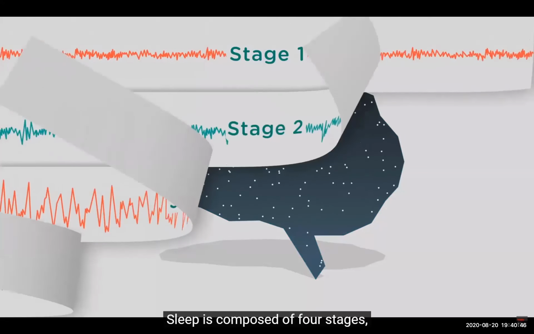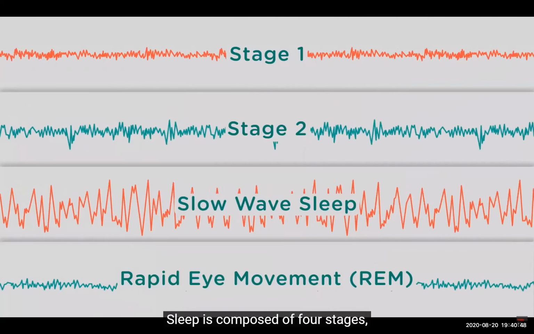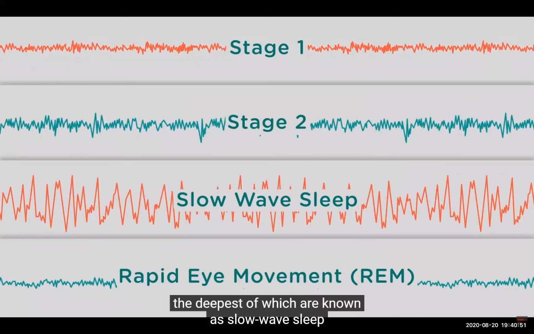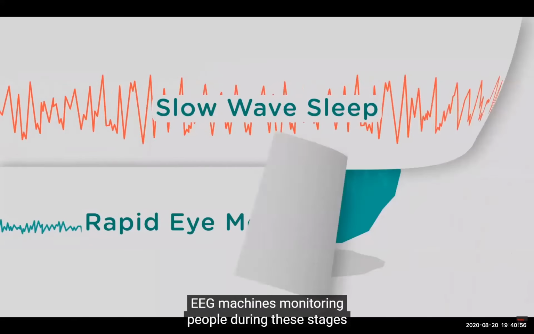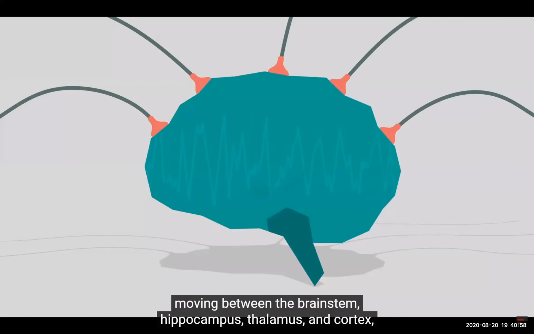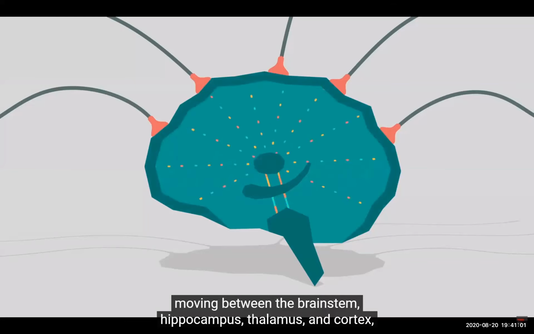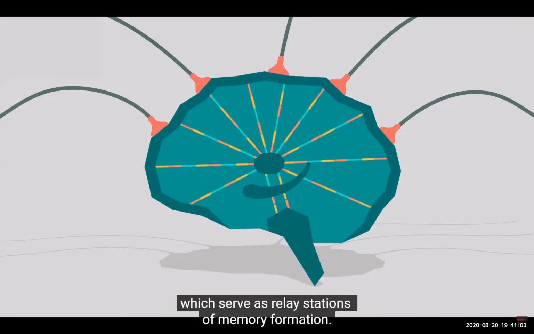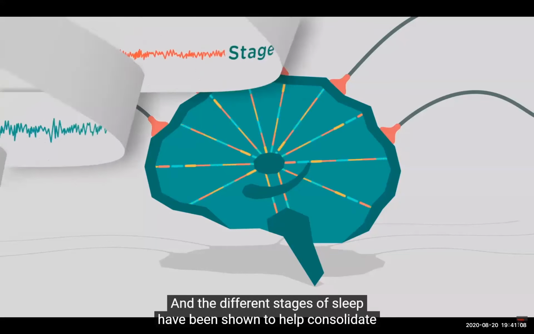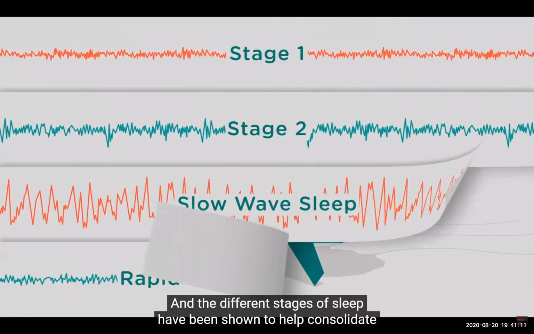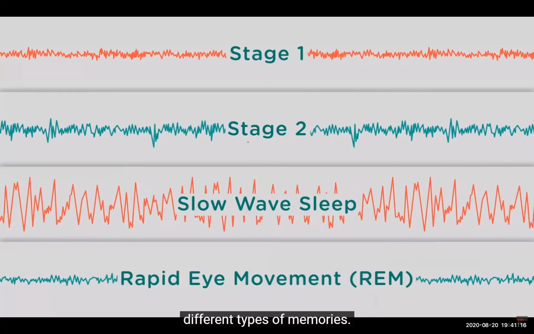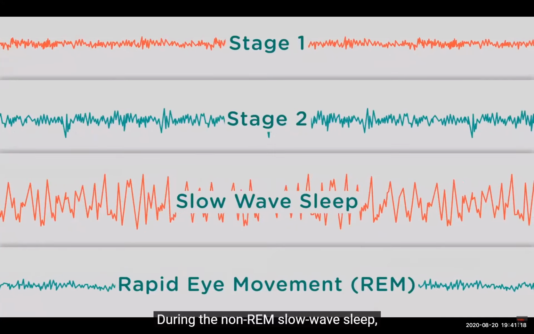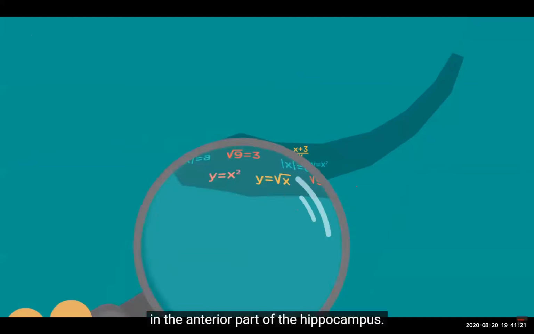Sleep is composed of 4 stages, the deepest of which are known as slow-wave sleep and rapid eye movement. EEG machines monitoring people during these stages have shown electrical impulses moving between the brainstem, hippocampus, thalamus, and cortex, which serve as relay stations of memory formation. And the different stages of sleep have been shown to help consolidate different types of memories.